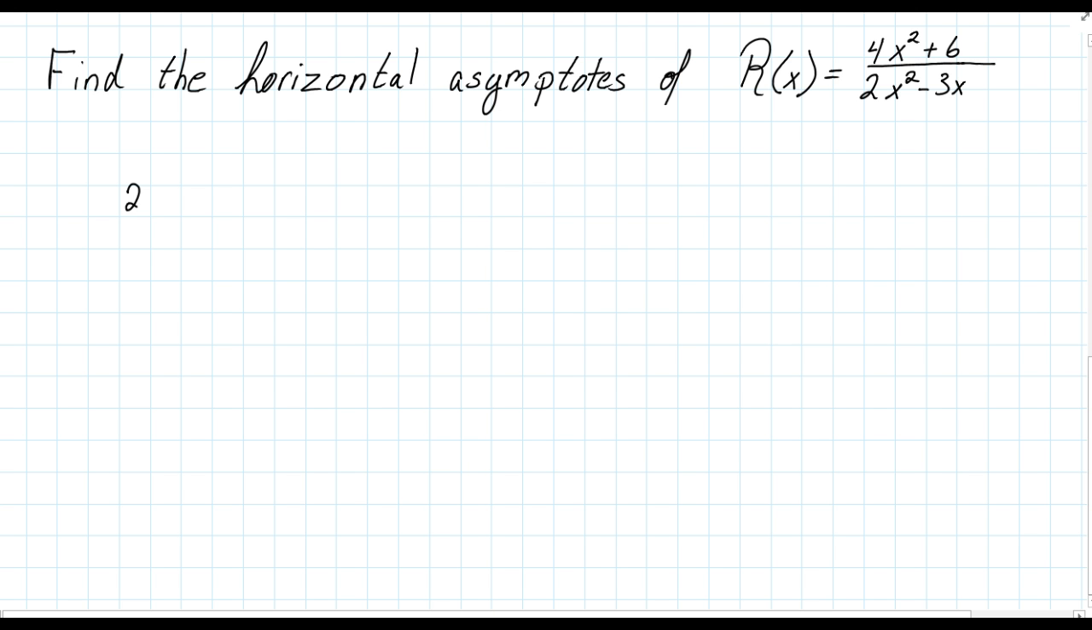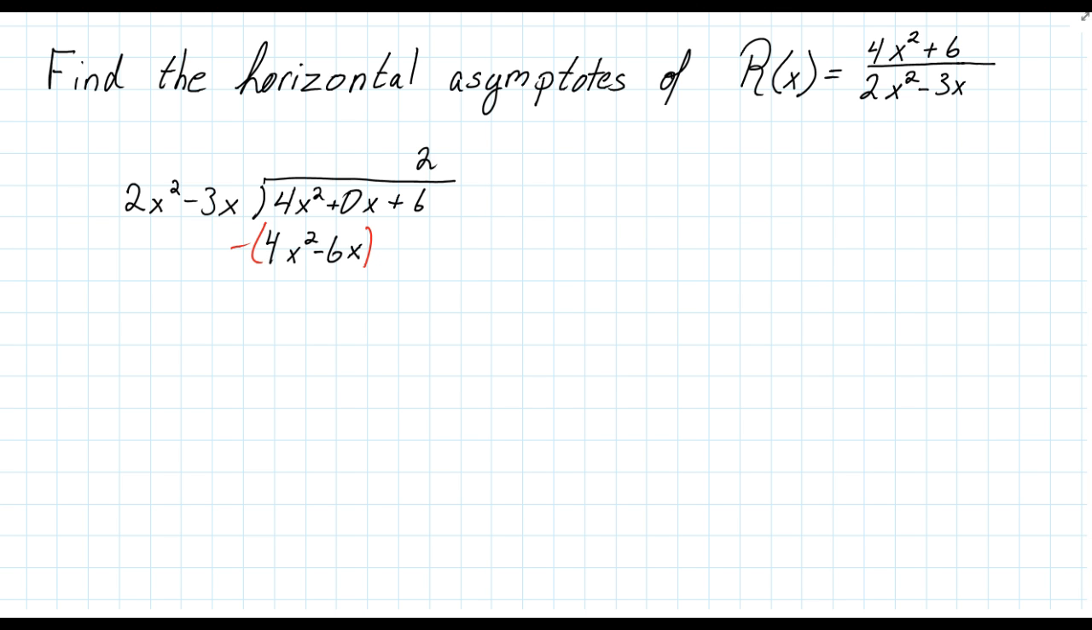So let's try to divide 2x squared minus 3x into 4x squared plus 0x, I'm just using a placeholder there so I don't forget that it's there, plus 6. So now what do I need to multiply 2x squared by to get 4x squared? Just 2. And when I multiply, I get 4x squared minus 6x. And now I'll subtract. I'm never going to forget to subtract.